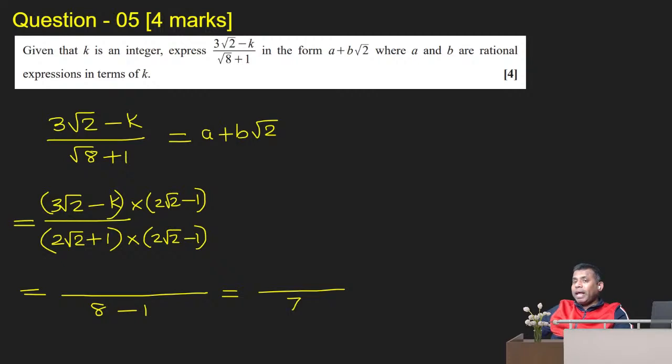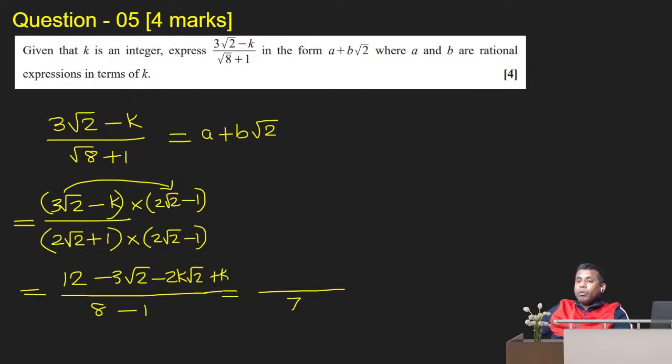Now we need to expand the bracket. Bear in mind there is a k on the top, so I'm going to expand one by one. 3 root 2 times 2 root 2: 3 times 2 is 6, root 2 times root 2 is just 2, 6 times 2 is 12. Then 3 root 2 times minus 1 is minus 3 root 2. The next one is minus 2k root 2. Then finally, k times 1 is plus k.